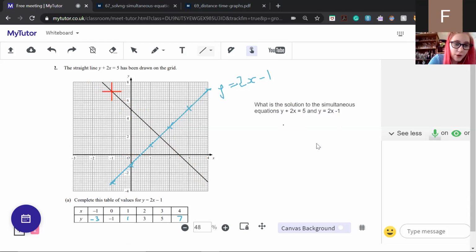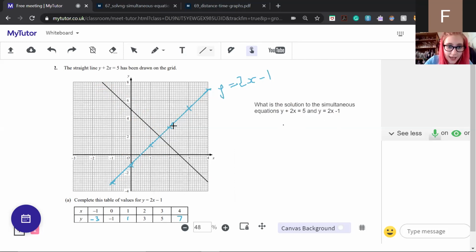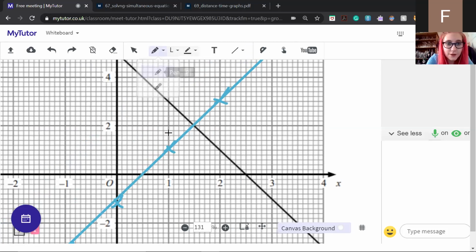Well, where is there a point that's along this line and along this line? So true for this and true for this. It's here where they intersect. So let's zoom into that. And we can see, because we've drawn it so beautifully, that it's here. And this is 1.5 or 3/2, however you want to say it, and 2.